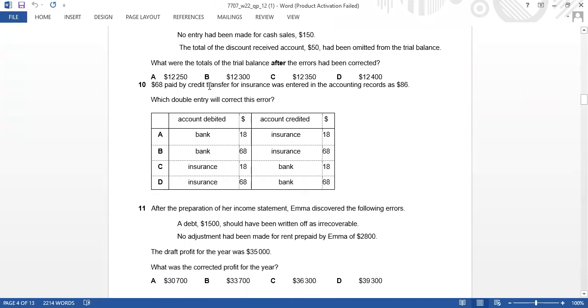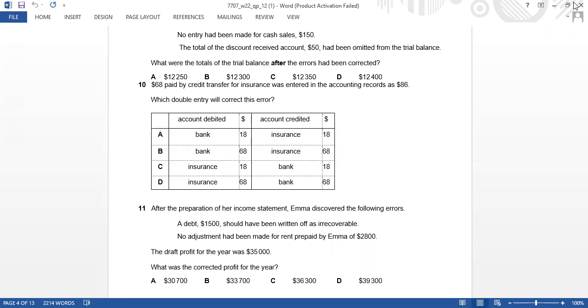68 paid by credit transfer for insurance was entered in the accounting record as 86. We have recorded the wrong amount. 68 that was paid by credit transfer for insurance was entered as 86. That means we have recorded 86, 18 amount that is recorded more than the actual amount. So we'll reverse the entry.